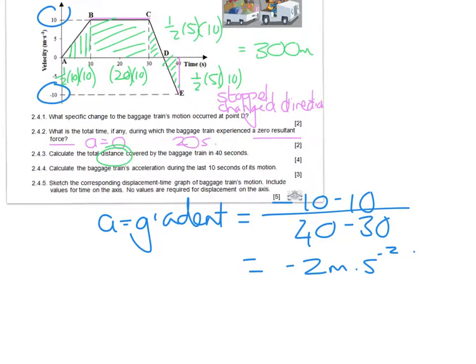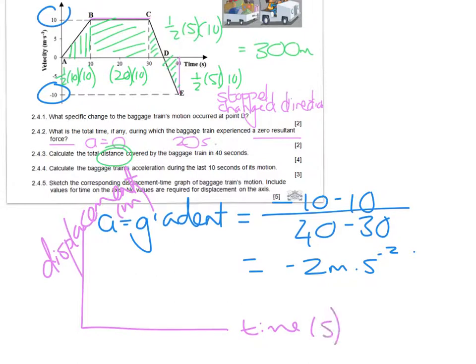The last one, which I promised you would be in the paper, but you just decided not to pay attention, please get these right. Displacement in meters, time in seconds. And for the first part of the journey, we have got positive acceleration. So in displacement time, that comes as a curve. That's my first 10 seconds.